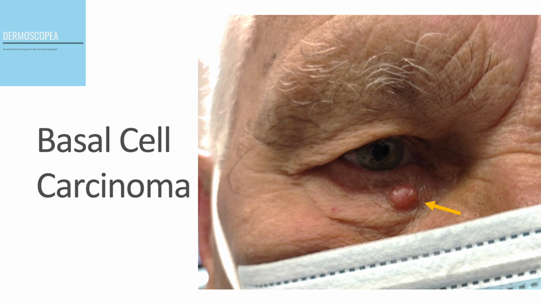This is an example of a basal cell carcinoma. We see a pink nodule in the infraorbital area, and if we shine a light over the lesion and slightly stretch the skin, we will be able to appreciate a pearly edge, which is typical of a basal cell carcinoma.